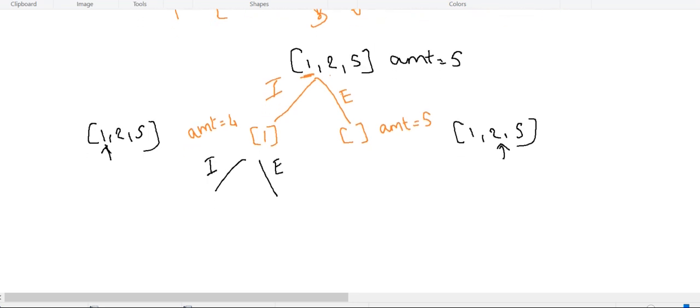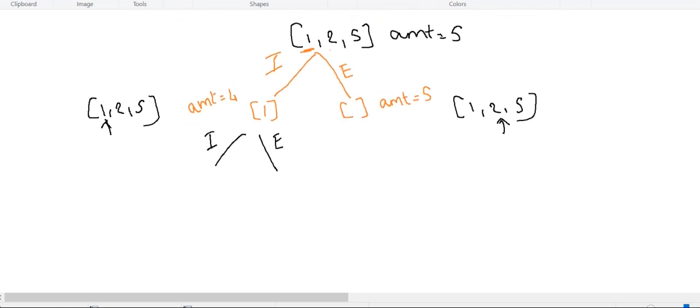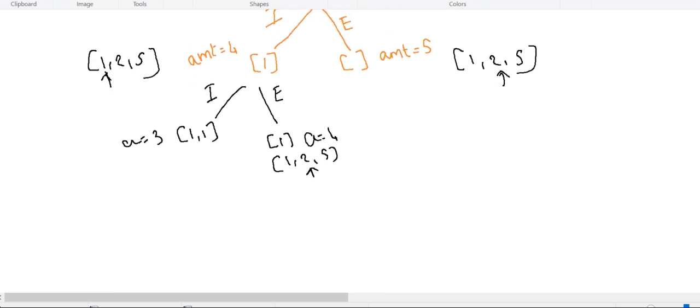Now if I include 1, I have 1, 1, and my amount will be 4 minus 1, which is 3. I'm not going to change the pointer again because I'm including 1. And here I'm excluding 1, so my amount will be 4. And here I'm going to increment my pointer, so my pointer will point to 2. When I exclude it, I increment the pointer. Otherwise, I don't increment the pointer.